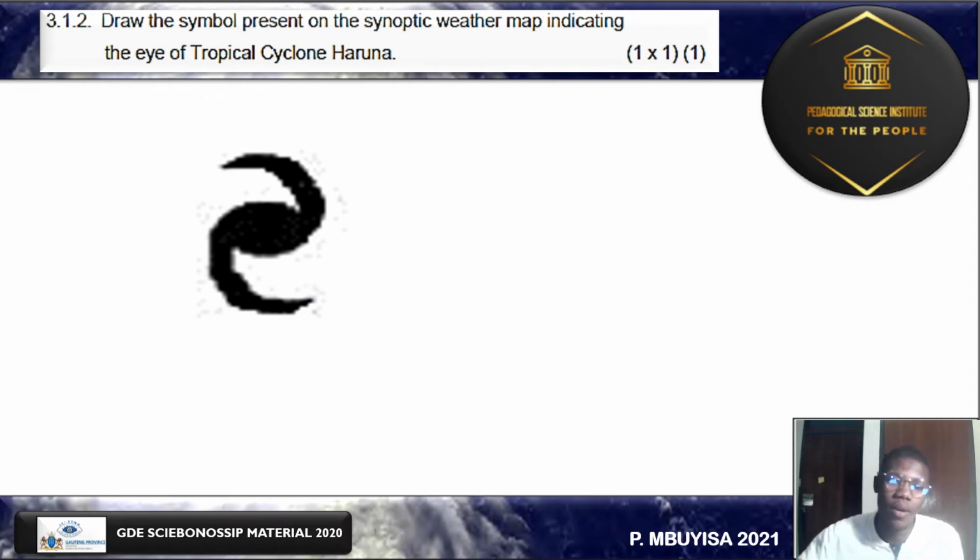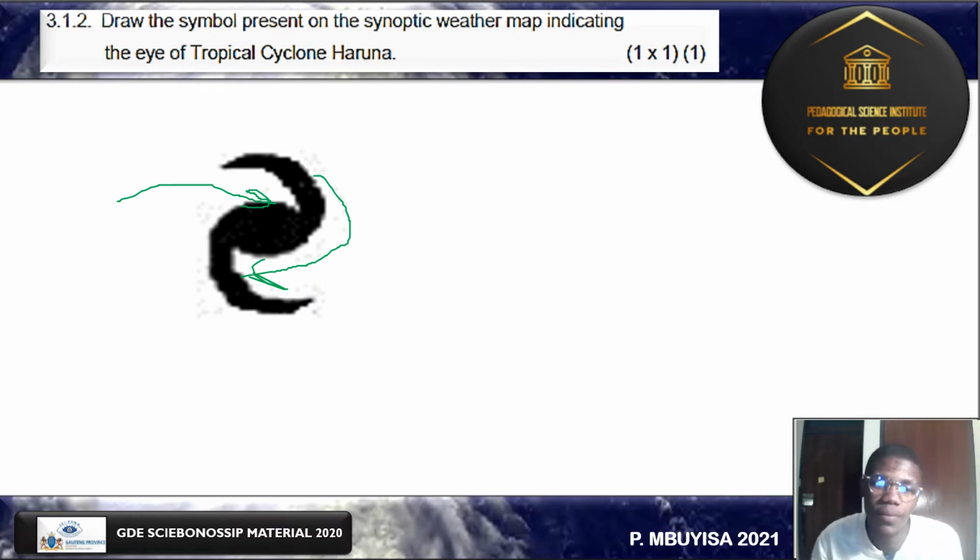Now, 3.1.2, draw the symbol present on the synoptic weather map indicating the eye of Tropical Cyclone Haruna. So that is your symbol. It has to look like that. And remember that I said to be safe, draw the funny 2 to show the southern hemisphere. It shows you we have a clockwise circulation of air in this system. So that's what you can identify.